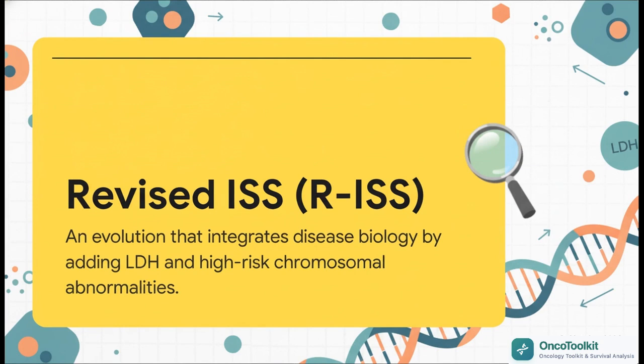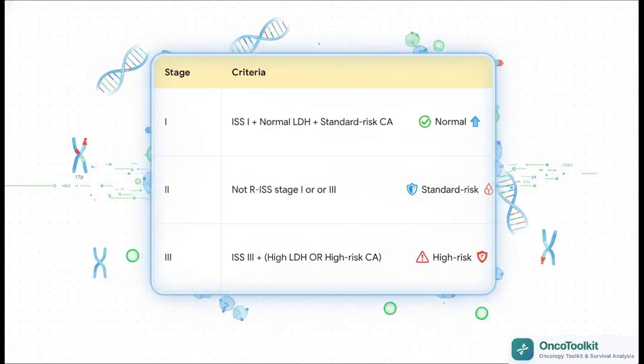So the revised ISS, the RISS, was the critical next step. It started to integrate the markers of aggressive disease biology, things like elevated LDH, which points to rapid cell turnover, and those high-risk cytogenetics from the cancer cells themselves. Now here's what's so smart about this. The RISS doesn't throw out the old system. It builds right on top of it. So to be stage 1 now, you need that original ISS stage 1 status, plus a normal LDH and standard risk genetics. And to be stage 3, you need to be ISS stage 3, plus you need either a high LDH or one of those key high-risk genetic markers, like deletion 17p or the t(4;14) translocation.